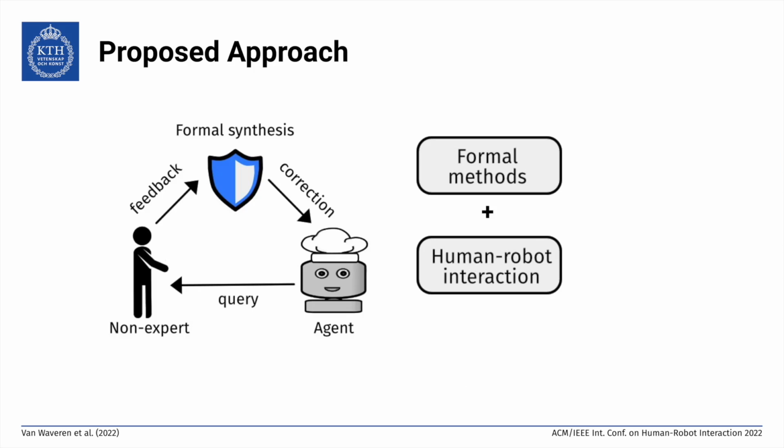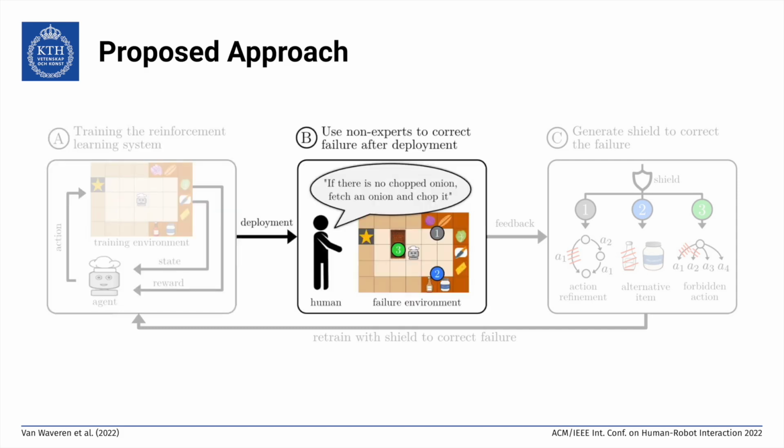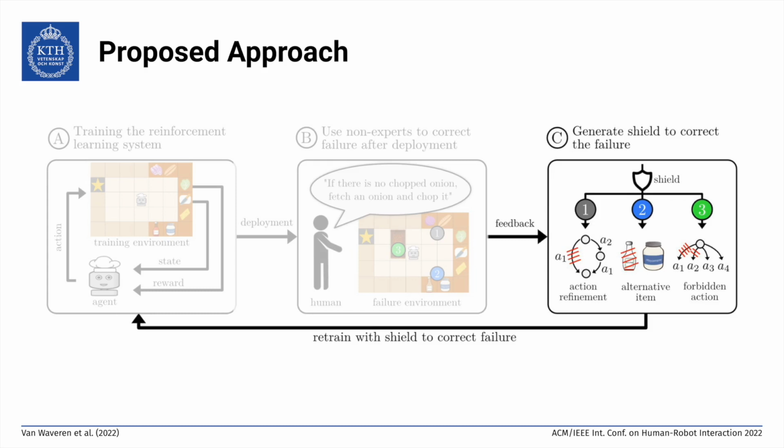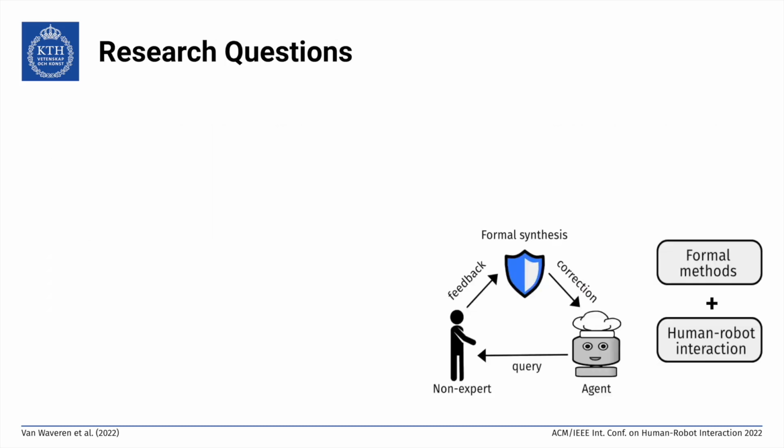Taking together the prior efforts from both research fields, we propose to leverage non-expert input in a policy repair approach that automatically synthesizes correction mechanisms, or shields, to correct high-level robot behavior. Specifically, the robot is trained as a reinforcement learning system and deployed in a different environment. Upon failure, it queries a non-expert for a correction that is then translated into a shield, with which the system is retrained. This way, robots do not need to fully rely on experts to resolve failures, and we can formally verify the corrected behaviors. We investigated the following two research questions.